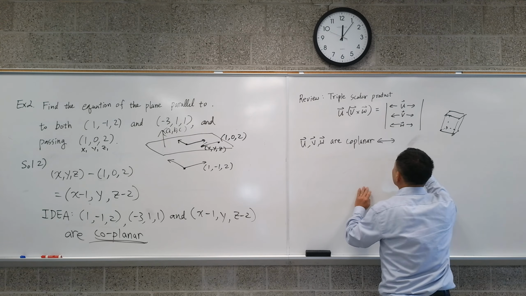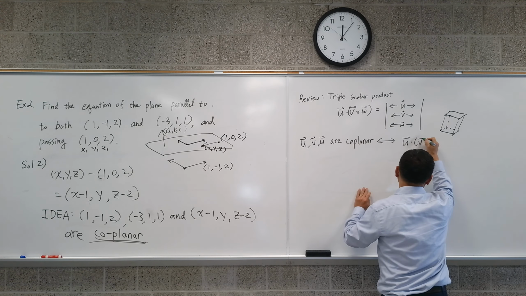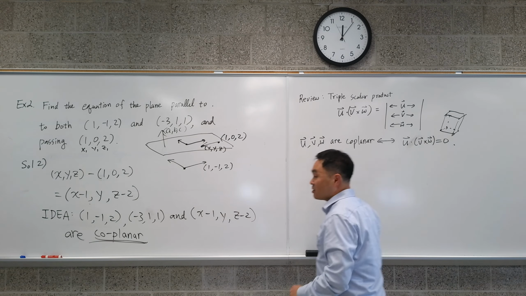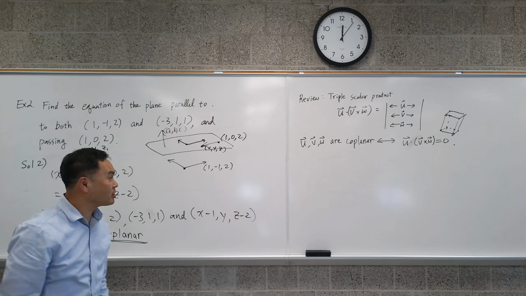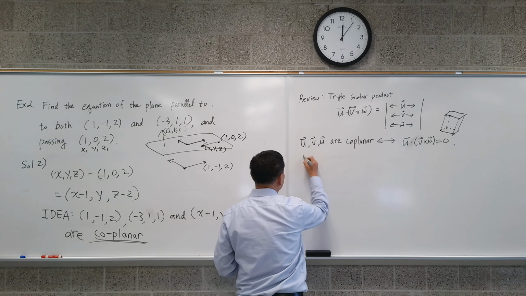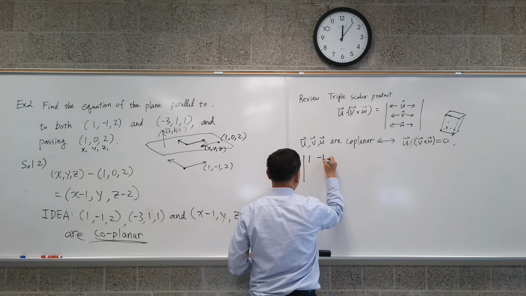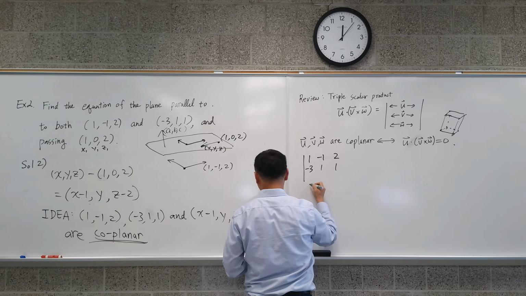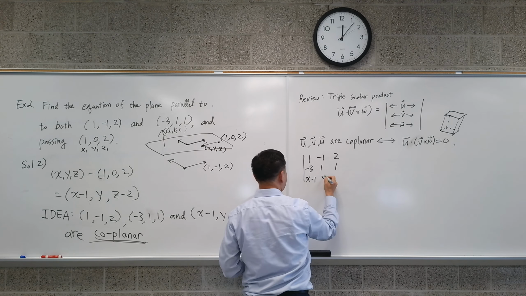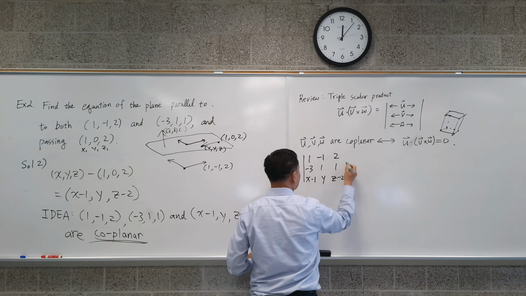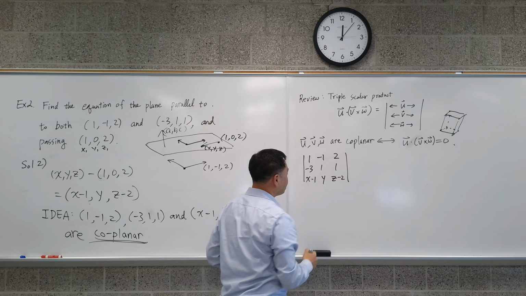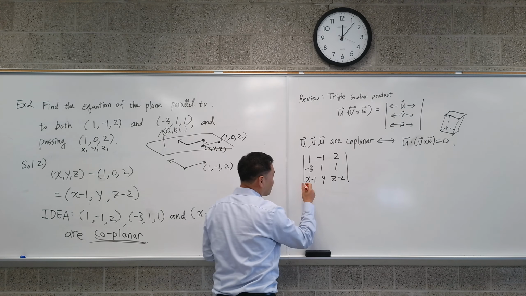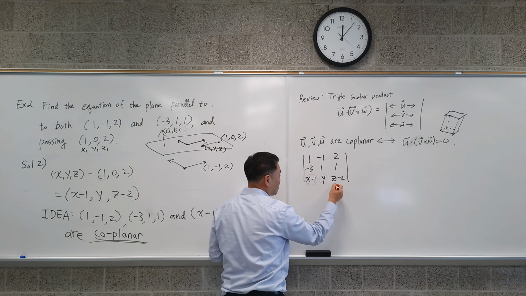That means U dot V cross W, this determinant, is equal to 0. That's the thing that we're using. So we can say that the determinant with rows 1, -1, 2; -3, 1, 1; and x minus 1, y, z minus 2 has to be 0. I wrote these things too close together, so this is one element, that's one element, that's one element.